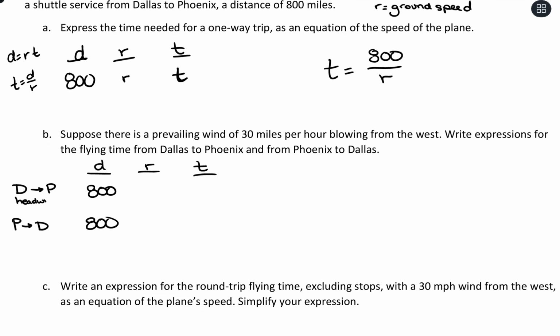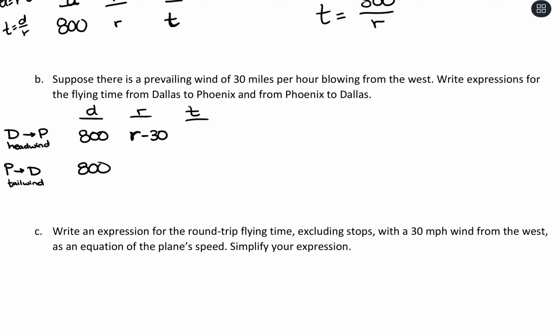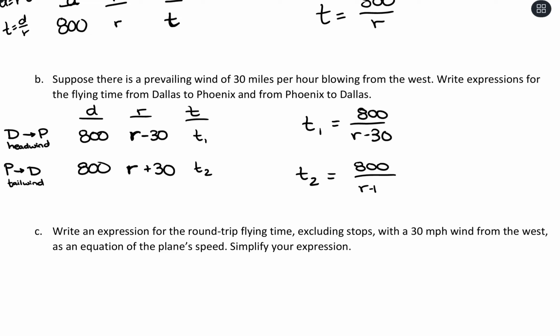So whatever our usual rate is, if we're going into the wind, having a headwind would take away 30 miles per hour. If it's a tailwind, it's pushing us along, so to the rate that we usually go at, we're going to add 30 miles per hour. And then time is going to depend on which trip it is, so let's call this time 1, time 2. Time 1 is going to be equal to 800 over R minus 30, whereas time 2 will come from 800 divided by R plus 30. The one being the trip from Dallas to Phoenix and the other being from Phoenix to Dallas.